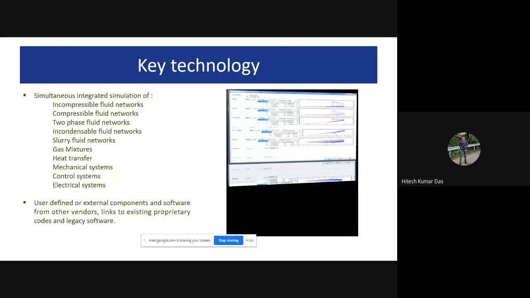Some key technology you can see. It can be used for the simulation of compressible, incompressible, two-phase flow, incondensable, slurry fluid, gas mixtures, various types of heat exchangers, mechanical systems, and other systems.